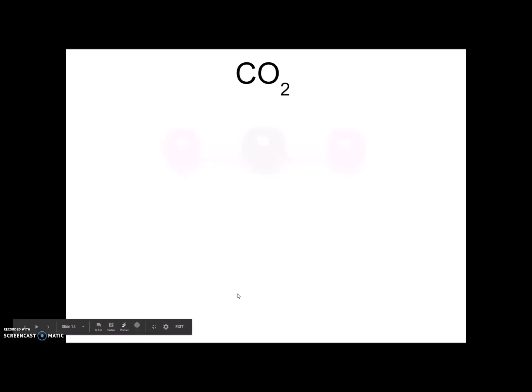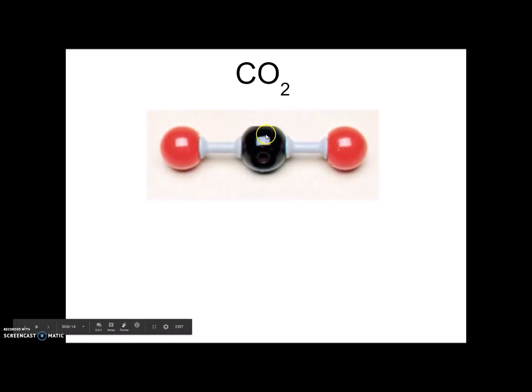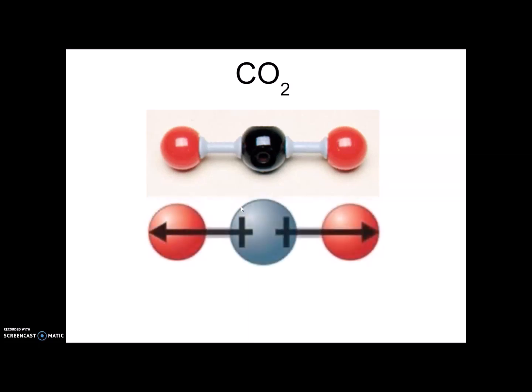Carbon dioxide consists of a central carbon atom and two oxygen atoms that are oriented 180 degrees apart from each other. We'll talk about molecular shapes coming up in the next week or so. But trust me for now, this is what a carbon dioxide molecule looks like. The oxygen atoms are exactly 180 degrees apart from each other. And yes, oxygen is more electronegative than carbon.